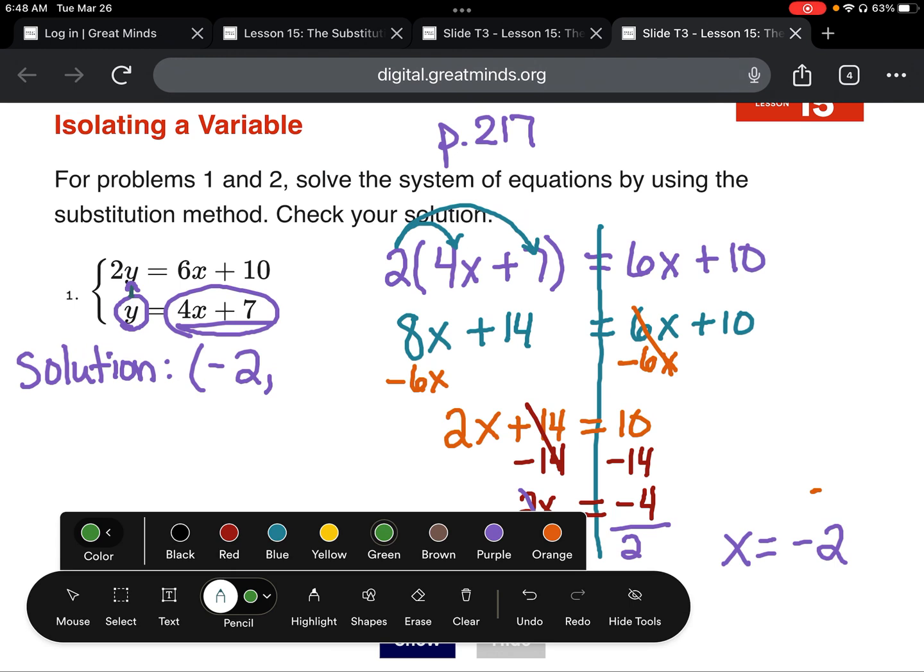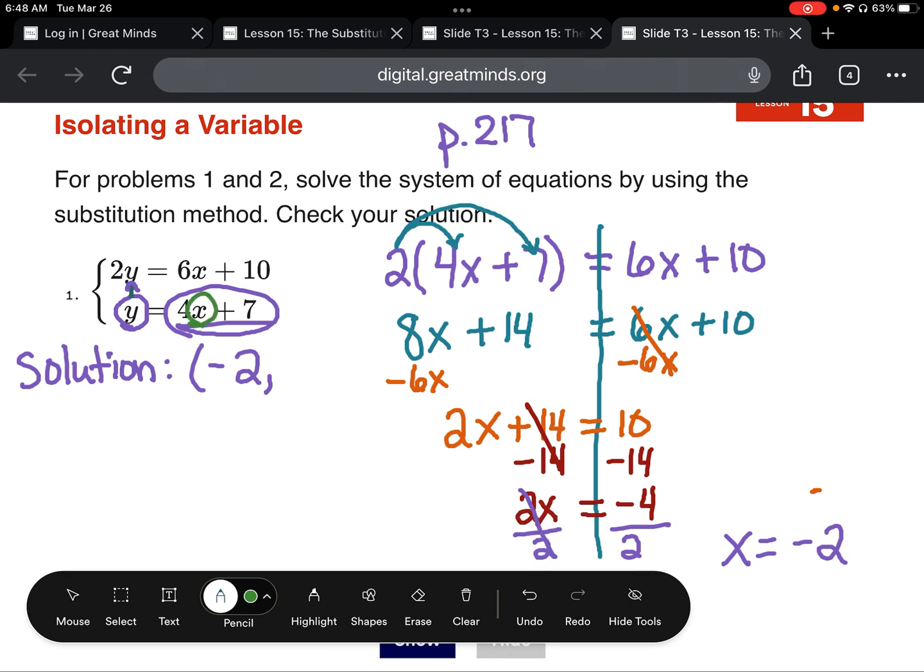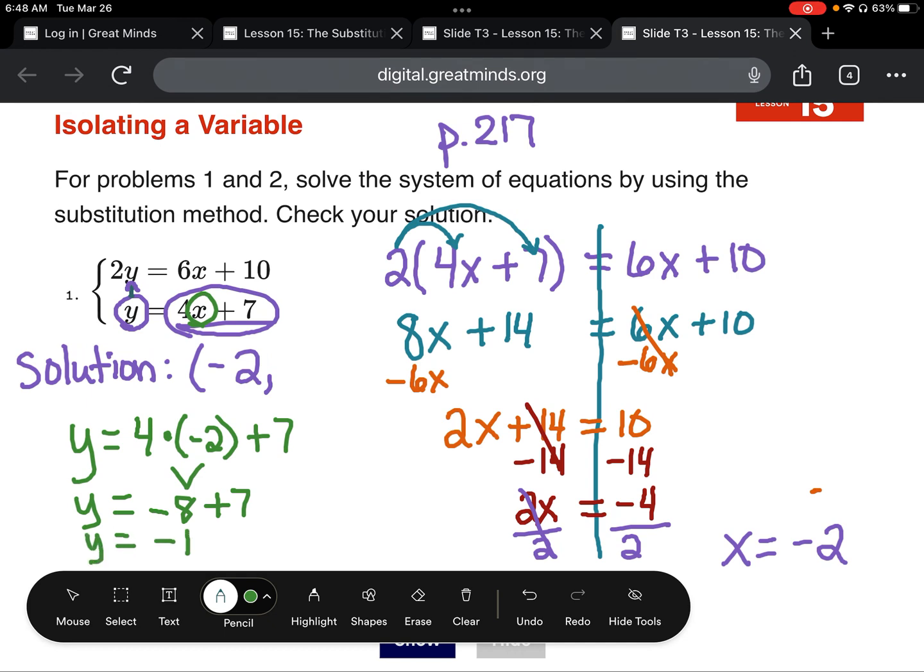So instead of writing x, I'm going to write negative 2. So y equals 4 times negative 2 plus 7. 4 times negative 2 is negative 8, plus 7 equals y. Y equals negative 8 plus 7, which is negative 1. So I end up with a solution of negative 2, negative 1.